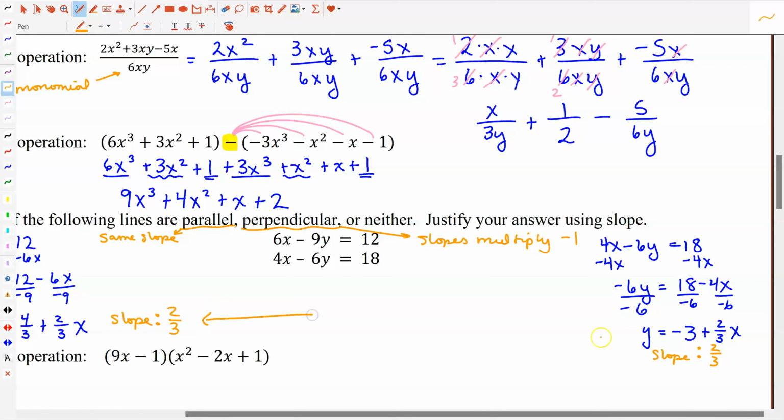So the first line had a slope of 2/3, the second line had a slope of 2/3, so then we conclude that these lines are parallel.